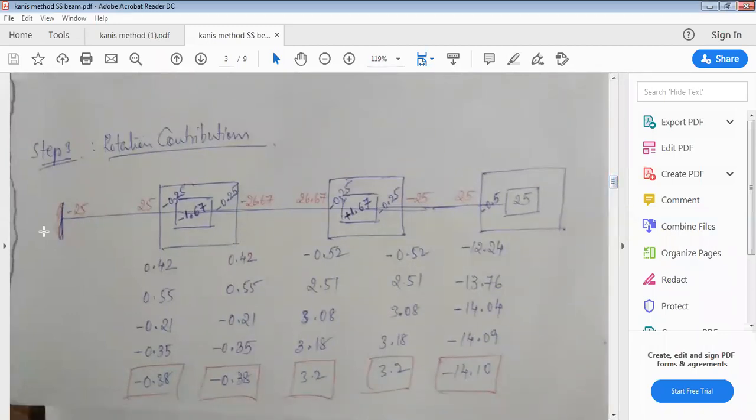So here you can see the same concept you will follow. Nothing different. These are fixed end movements: minus 25, 25, minus 26.67, 26.67, minus 25, plus 25. These are all fixed end movements, 1, 2, 3, 4, 5, 6. Rotation factor at rotation contribution is 0.